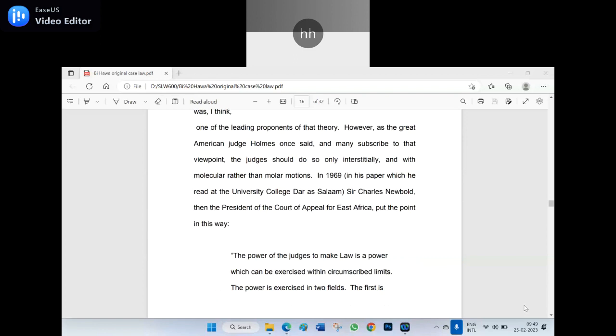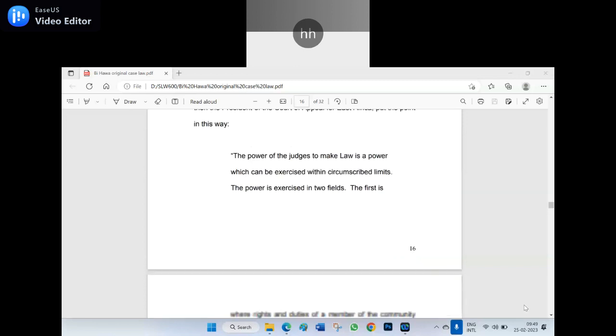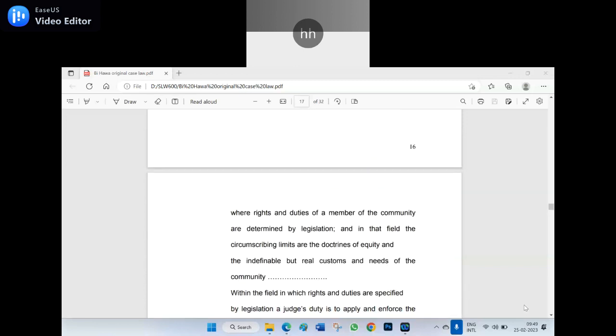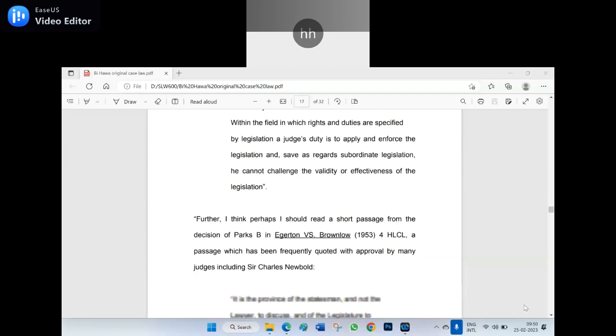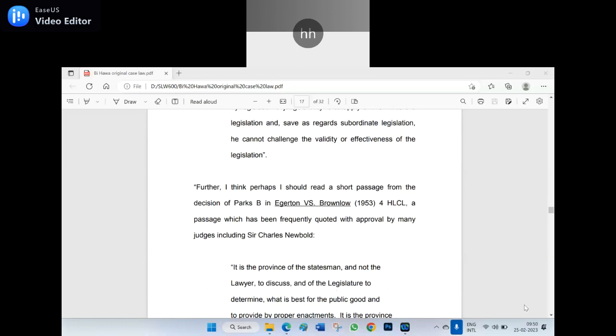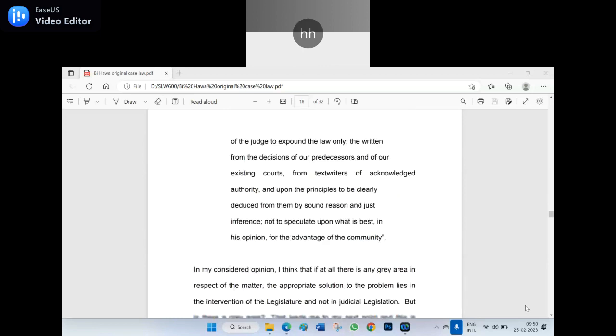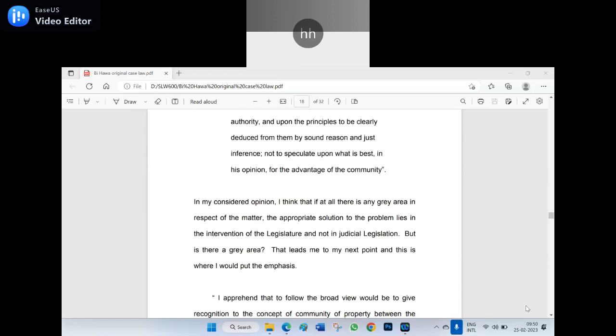Yes, in the University of Dar es Salaam, Sir Charles Newbold, then the President of the Court of Appeal, East Africa, put the point in this way. Of course, he has given the view of the other people also. If you feel it is relevant, you can cite it. If not, you need not cite it. And Ayrton versus Brownlow, this case law also you can cite. The passage has been frequently quoted with approval by many judges, including Charles Newbold, and he also cited that case law. And whether to say the services are equivalent to earning the property or not, at that instance, you can support your view. The negative view, you try to avoid it, and the positive view, you can support it.